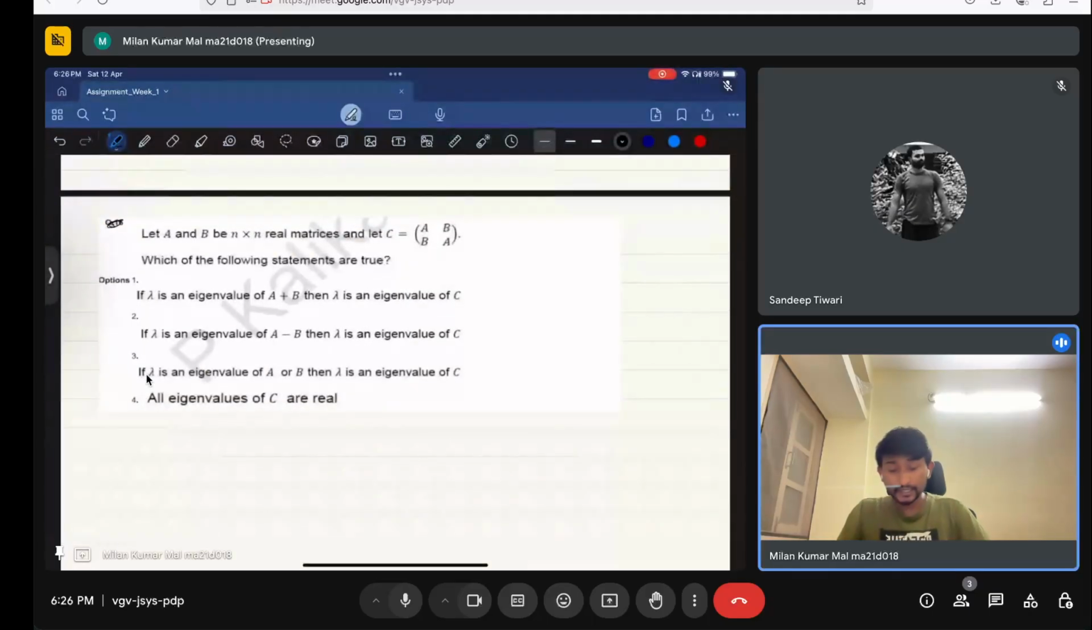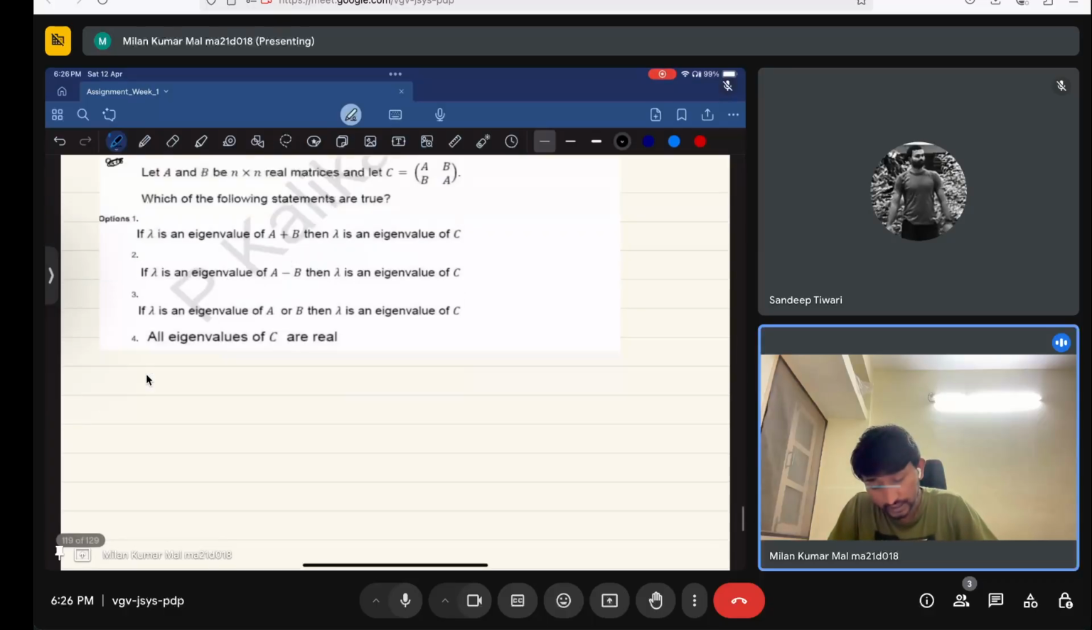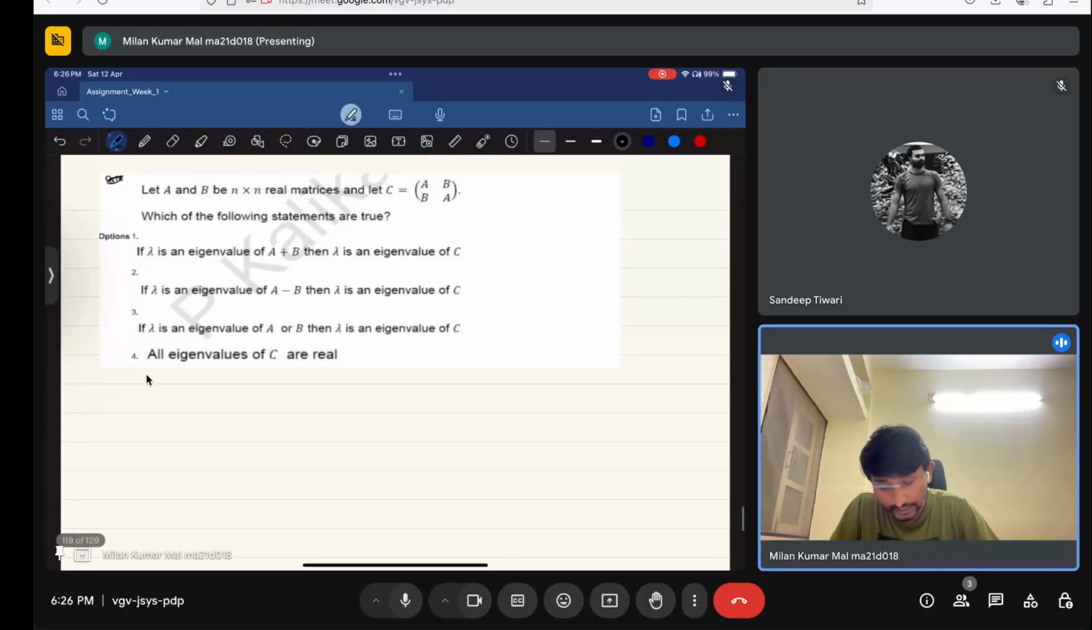What it says: let A and B be n cross n real matrices and C equals the block matrix A B, B A. Which of the following statements are true? If lambda is an eigenvalue of A plus B, then lambda is an eigenvalue of C. If lambda is an eigenvalue of A minus B, then lambda is an eigenvalue of C. If lambda is an eigenvalue of A or B, then lambda is an eigenvalue of C. And all eigenvalues of C are real.